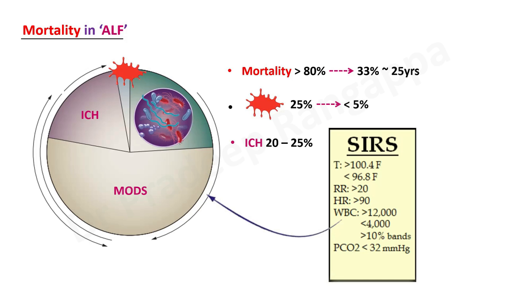It is the SIRS itself, like in pancreatitis, leading to multi-organ dysfunction. Even in acute liver failure, there is a lot of cytokine release and they have this SIRS response which leads to multi-organ dysfunction. So this is about the commonest causes of death in liver failure. And let's very briefly look into infections.